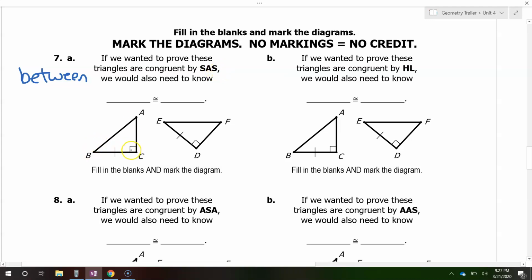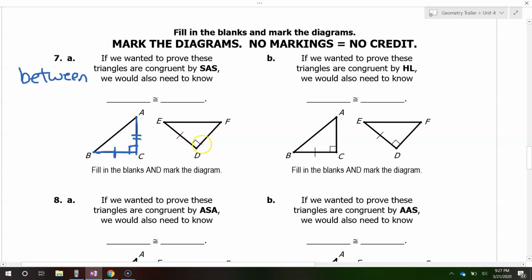All right, so I need an angle that is between two sides. So here I have one side that's already marked for me. And I see I have the angle right here. So I need to put the other side so that it puts the angle between the two sides. So if I put my other side here, then the angle is between the two sides. The angle is where the sides meet.